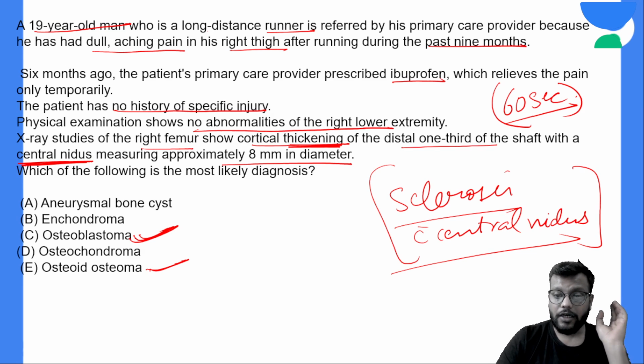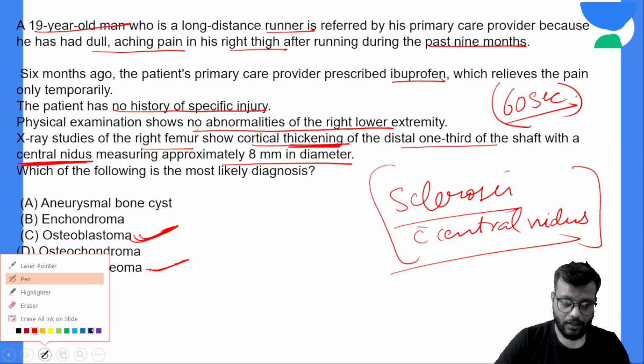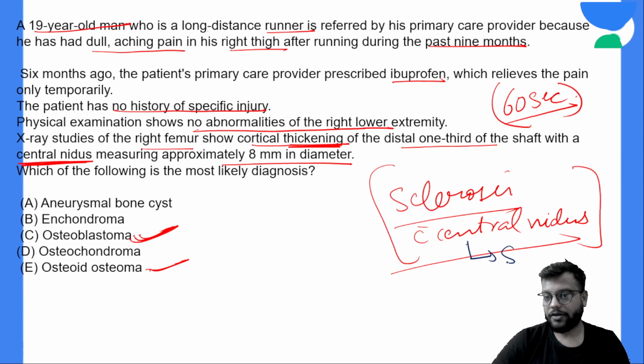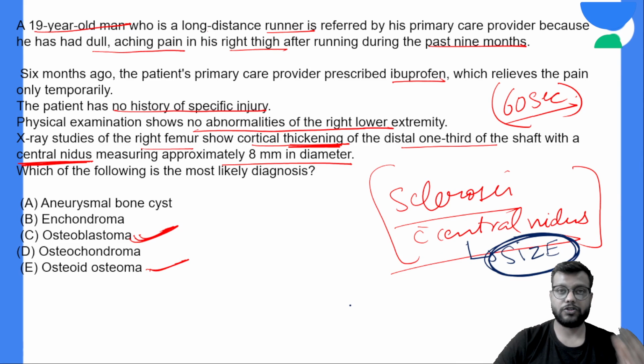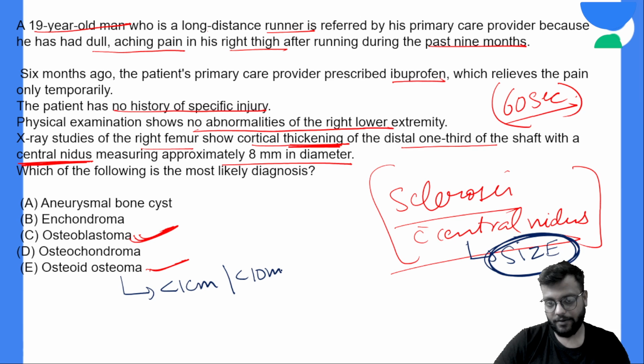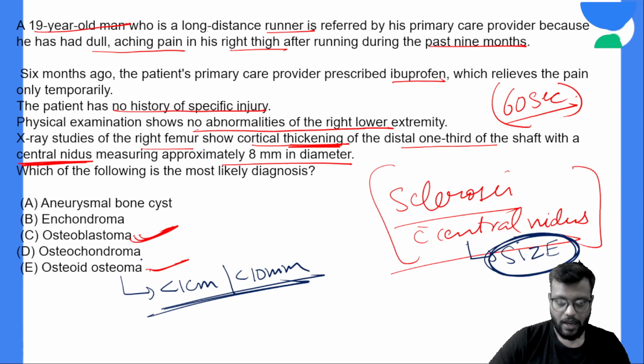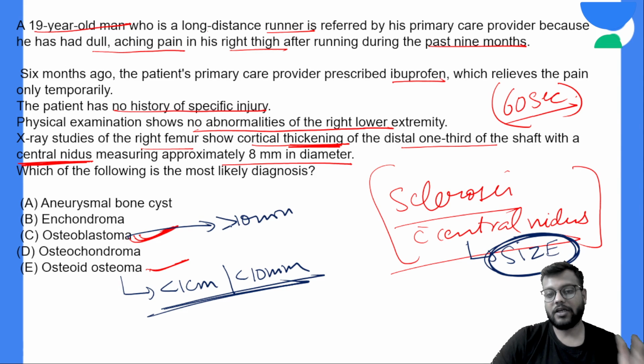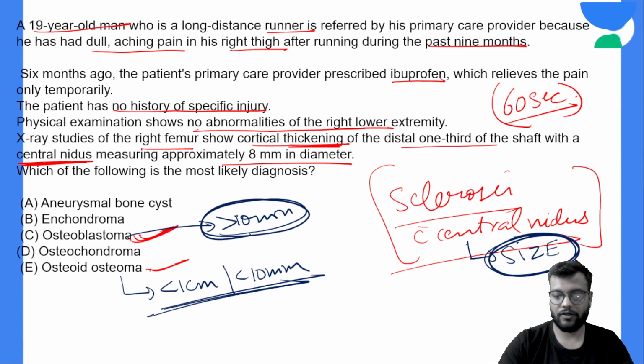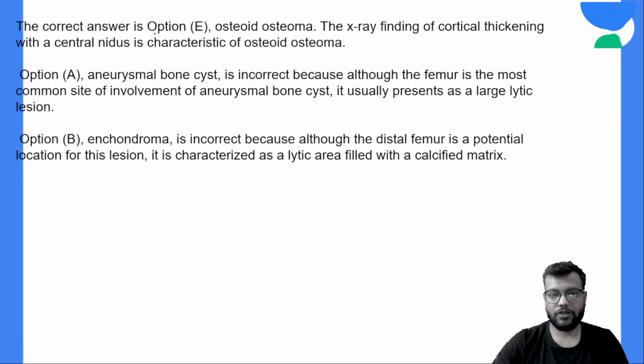Now it depends on the size of the central nidus whether it is osteoid osteoma or osteoblastoma. If it is less than 1 centimeter or less than 10 mm, then it is osteoid osteoma. And if it is more than 10 mm, that is more than 1 centimeter, then it is osteoblastoma. Remember this. This is the criteria that we use. So the answer for this question will be E, that is your osteoid osteoma.